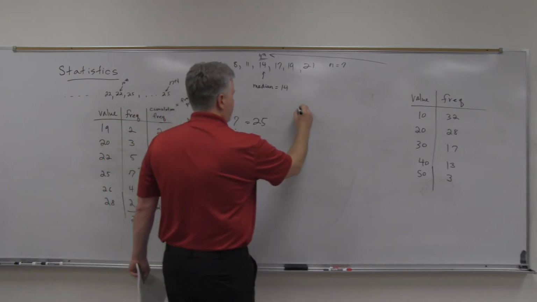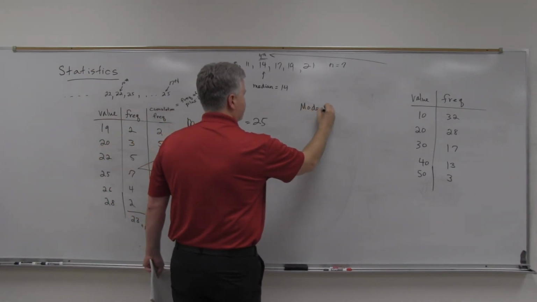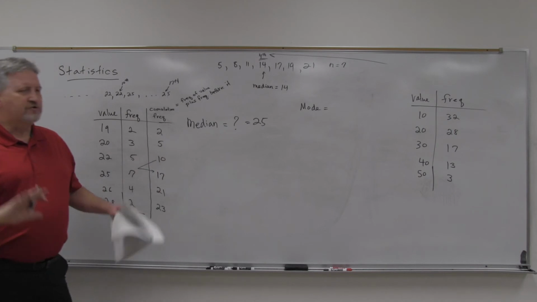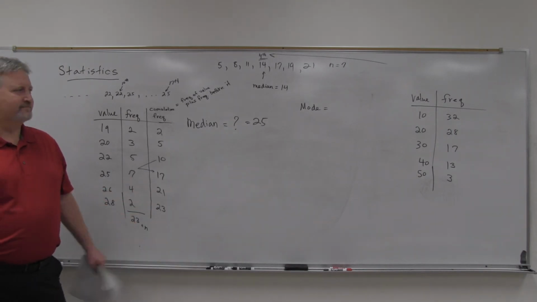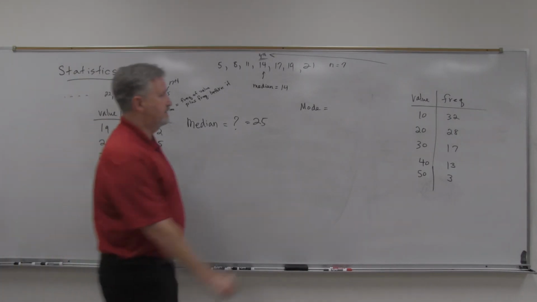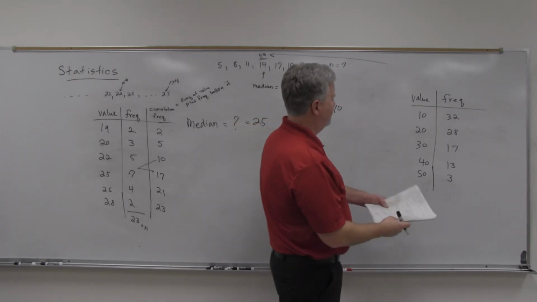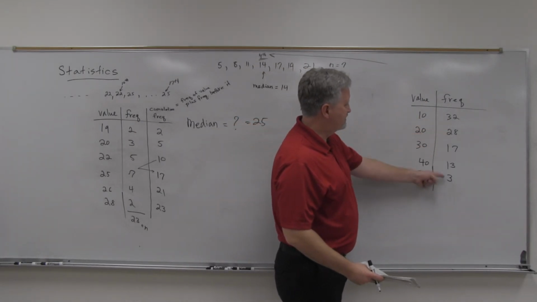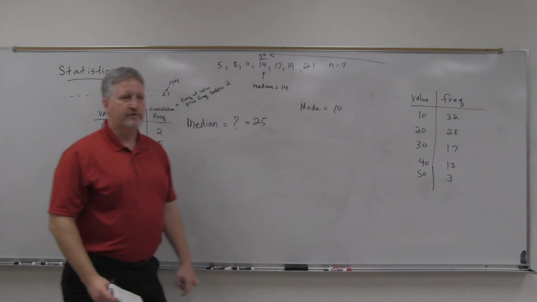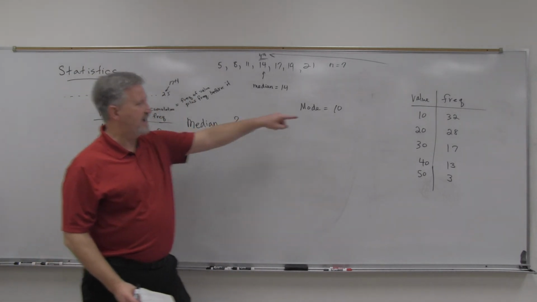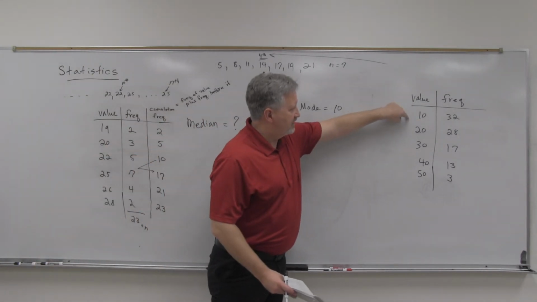Okay, let's start with easy. What's the most frequently occurring value? 10. Yeah, the very first one is the most frequently occurring, isn't it? It occurs 32 times, the rest are less. So 10 would be the mode. That's the value, not the frequency. The value is the mode.